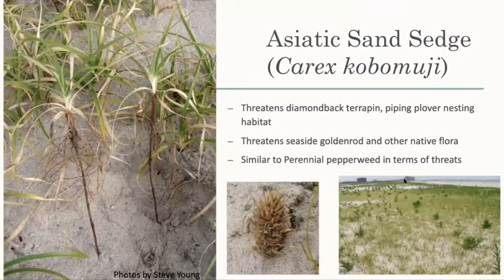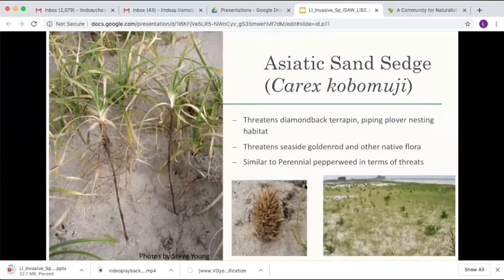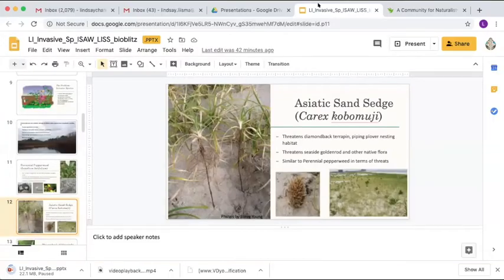Another example of an invasive species is the Asiatic sand sedge. And I actually have a video to show you. Steve Young is a botanist who has worked all over the state of New York for a long time, and he put out a wonderful short video about this Asiatic sand sedge. So I'll let you hear it directly from him.